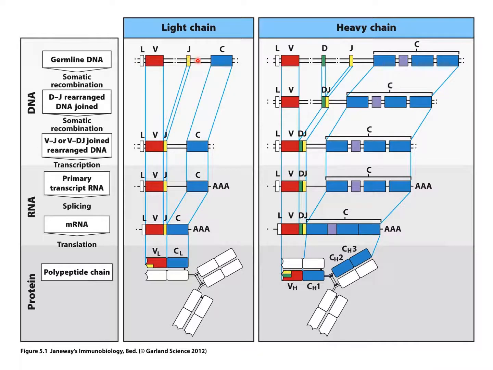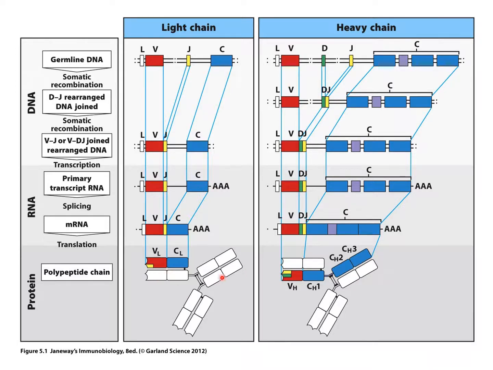V, J, C. Cut, pasted together during somatic recombination. V and J go directly together. J links to C. And then you get our light chain, when you go through translation.